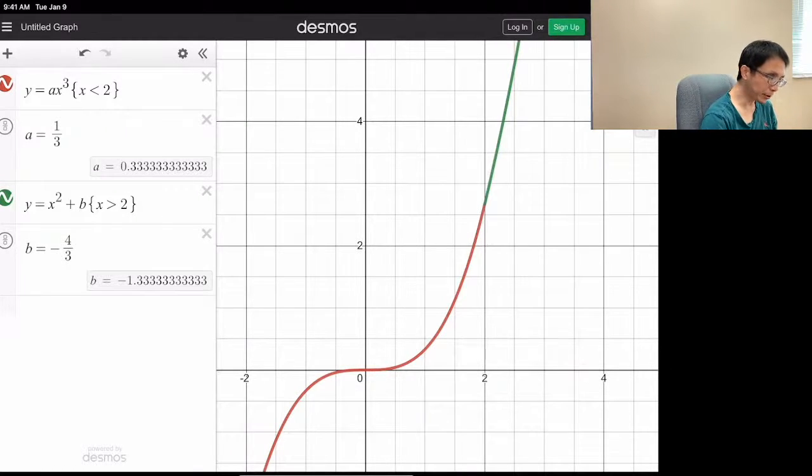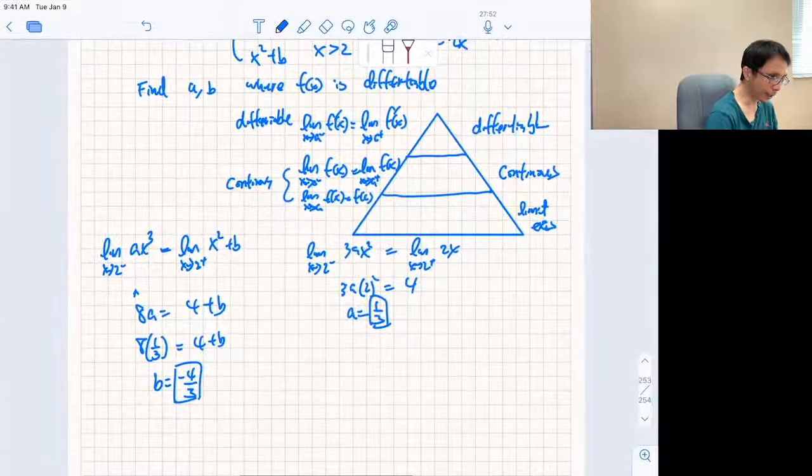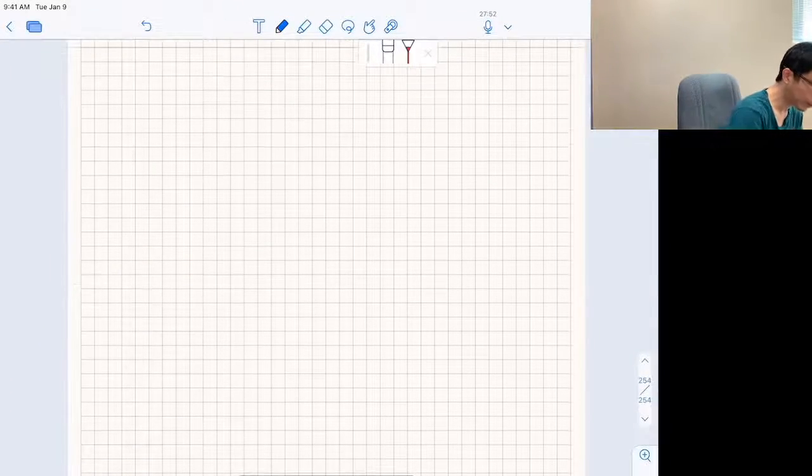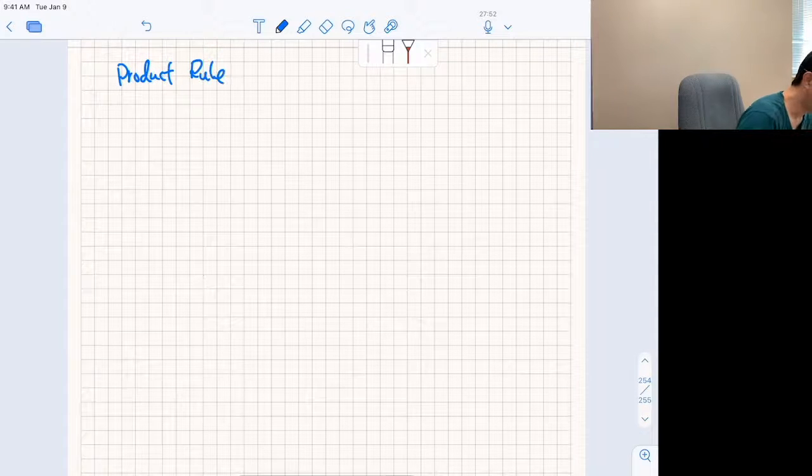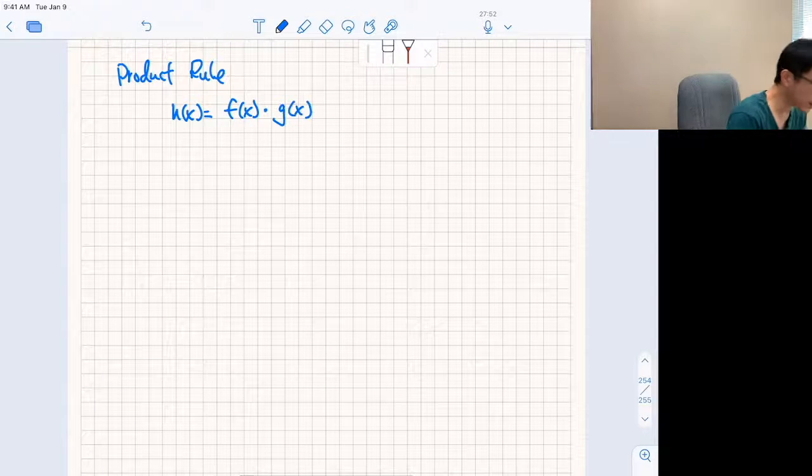Okay, so what we're going to do is we're going to talk about the product rule now. What is a product rule? The product rule looks like this. h of x. Imagine I have a product. That means two things times each other. So it's f of x times g of x.